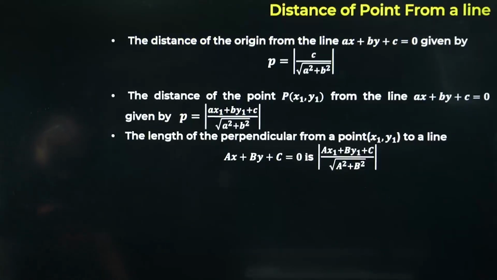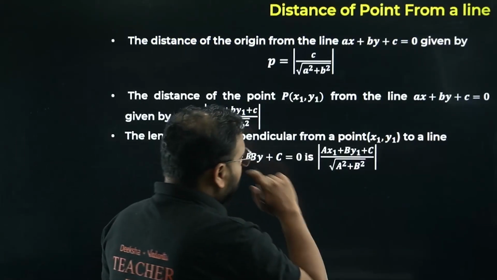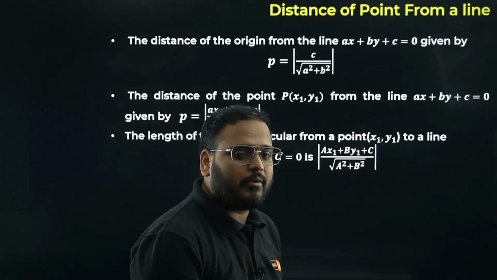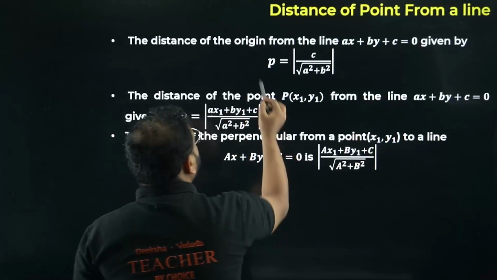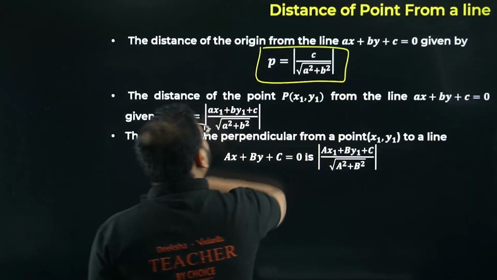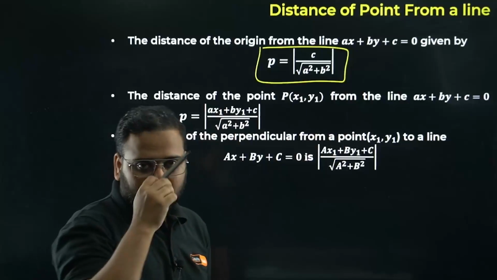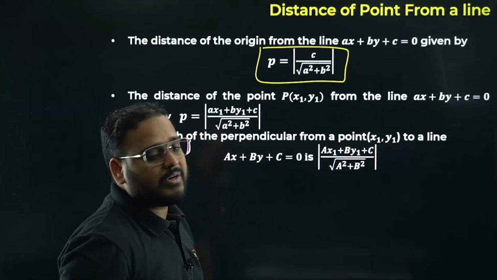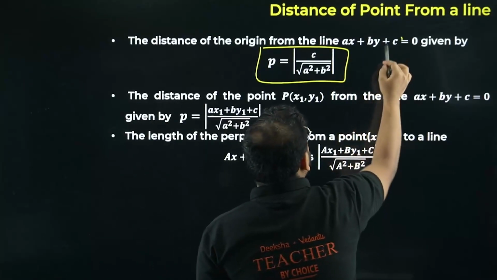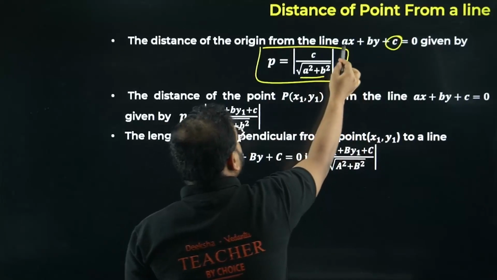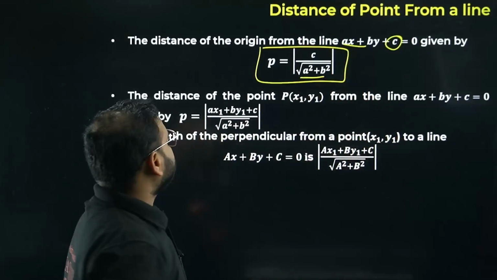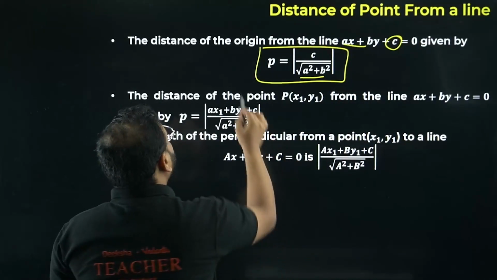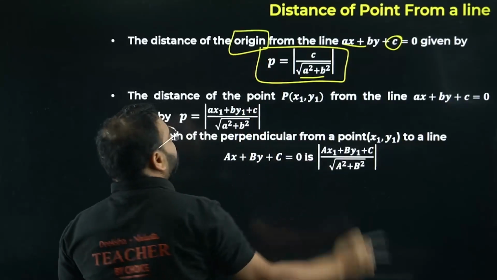Let's move on now. Distance of a point from a line. Okay, so this is a very simple formula. We're going to use this in one of the questions today. P equals mod of c upon root of a square plus b square. What is c? C is the constant. What is a square plus b square? This thing. In this case, what we're talking about is the origin.